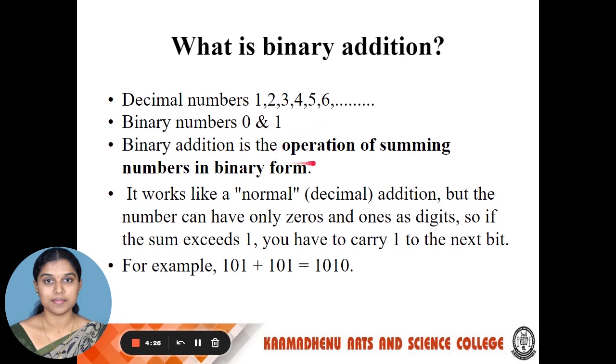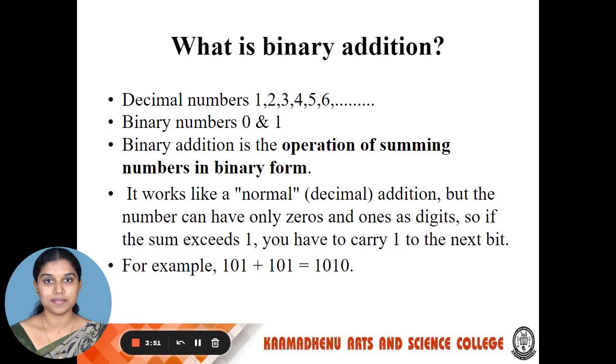So binary addition is the operation of summing numbers in binary form. For example, 101 plus 101 is equal to 1010. So this is binary form, and like this we are going to add some numbers. It works like normal addition, but the digits are only zeros and ones. If the sum exceeds 1, you have to carry 1 to the next bit.